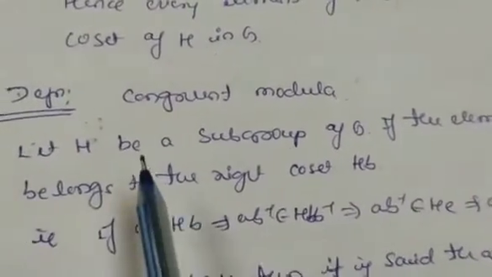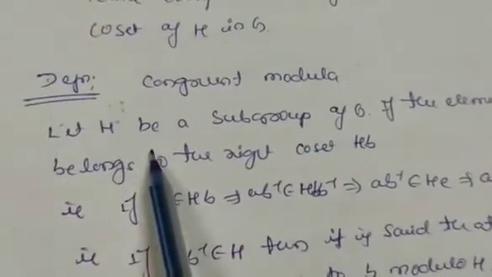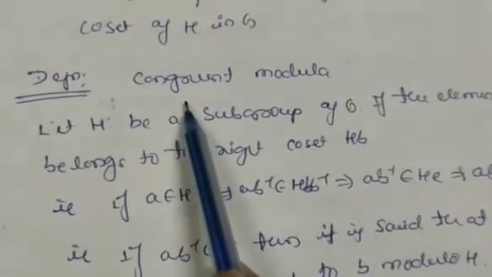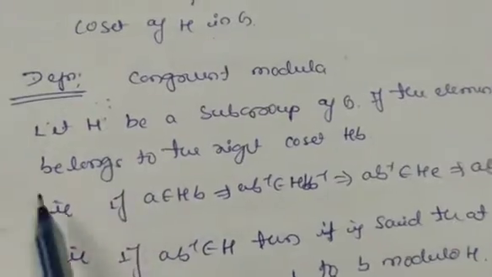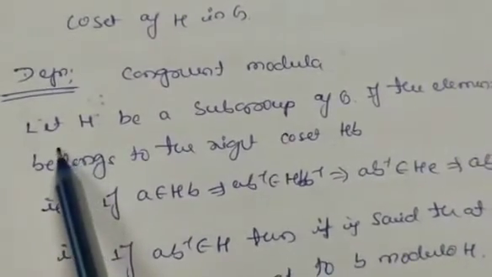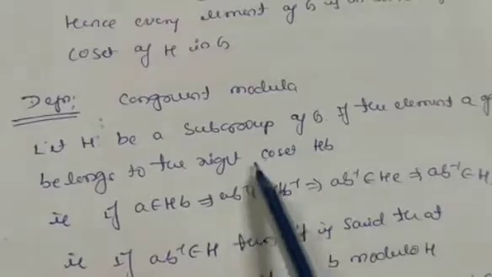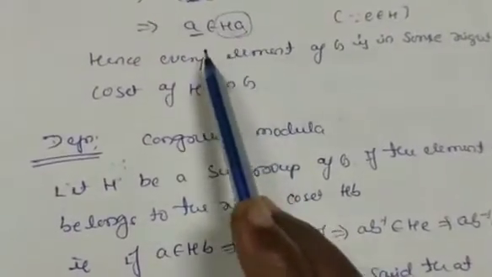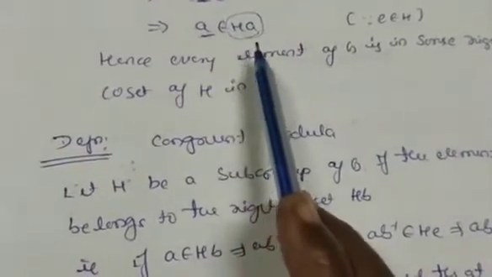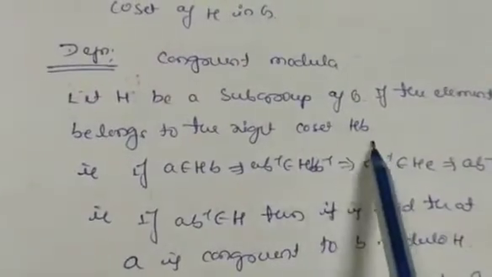Let us take one definition, congruence modulo. We have studied this definition in integers also: a is congruent to b mod m, this we studied. So let us take this definition in groups. Let H be a subgroup of G. If the element a of G belongs to the right coset of Hb. Just now we have studied that every element of G is in some right coset. So here a belongs to the right coset of Hb.